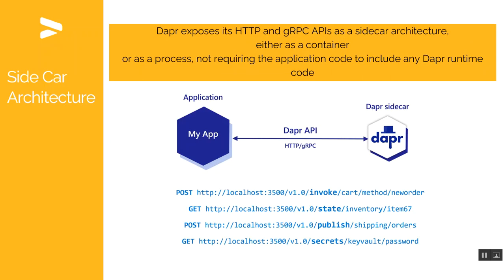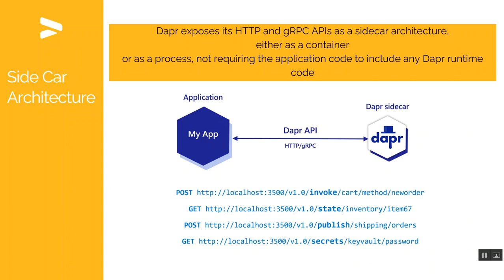So Dapper exposes its HTTP and gRPC APIs as a sidecar architecture. It can be a container or a process, so that it does not require the application code to include any Dapper runtime code. When I spin up a Dapper application, it's going to kick off a process called a sidecar that can run in your container, or it can run as an independent process. All right, that's exactly what this deck says.